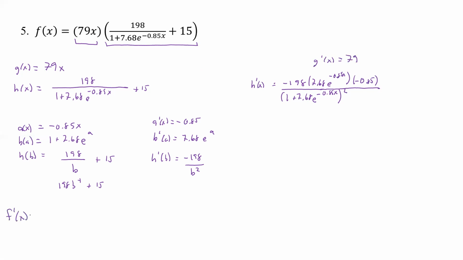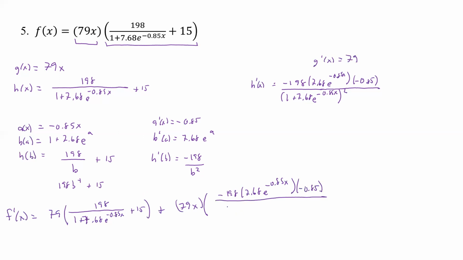So now I have f prime of x is going to be equal to, well, it's going to be my g prime. So it's going to be 79 times this value here. And so I'm just going to write it as 198 over 1 plus 7.68 e to the minus 0.85x plus 15. Okay. And then plus, now I have 79x times, and it's times this whole mess, minus 198, and then times 7.68 e to the negative 0.85x times negative 0.85 all over 1 plus 7.68 e to the negative 0.85x squared in parentheses, and then that would be my derivative of this here. Okay, so quite a mess.